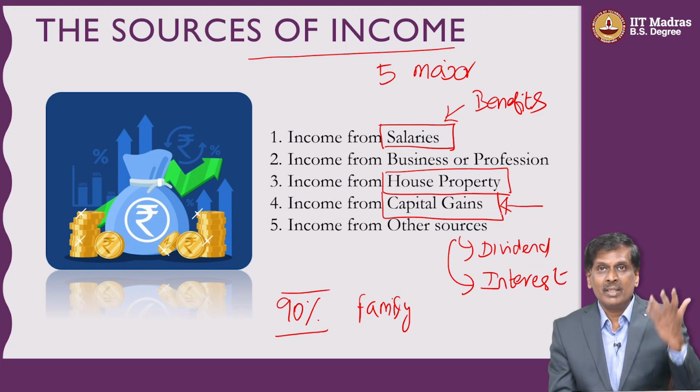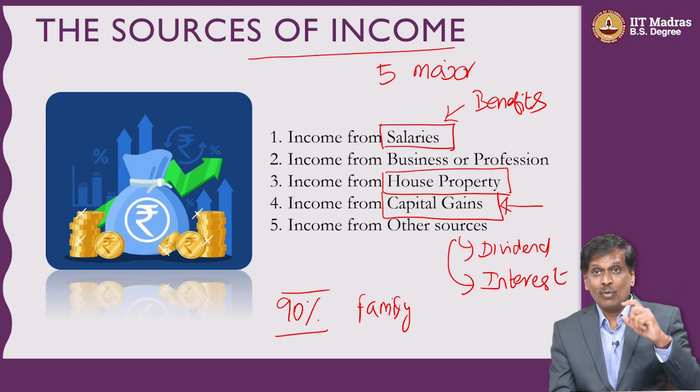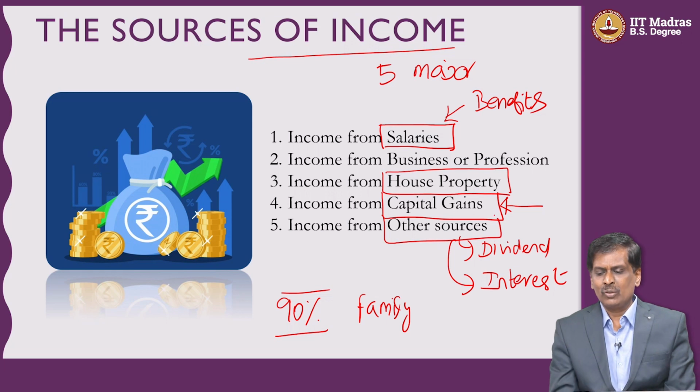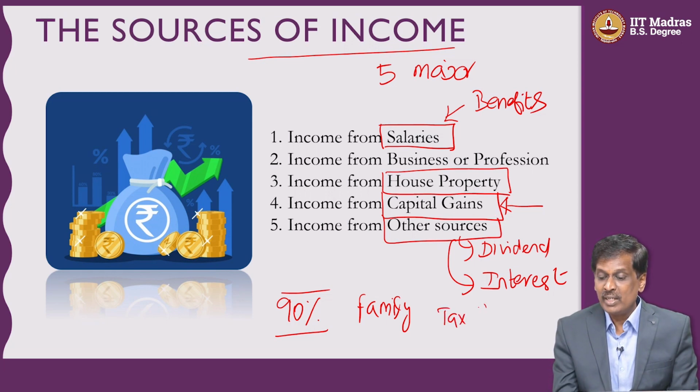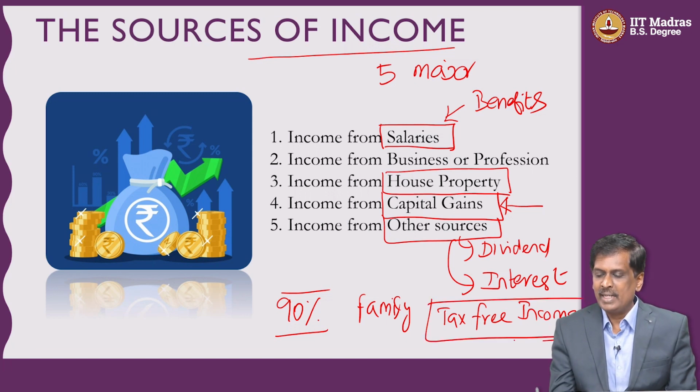So when you sell more than the cost, there is an income that you made because of the gains. For those gains you have to pay taxes, right? And the next one is other sources. Other sources is dividend and interest. Sometimes you will also get something called tax-free income. We will be talking about annuities and tax-free incomes later on, but there is something called tax-free income. For this, you don't have to pay any taxes.